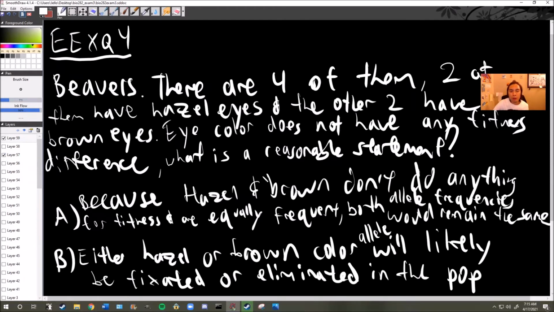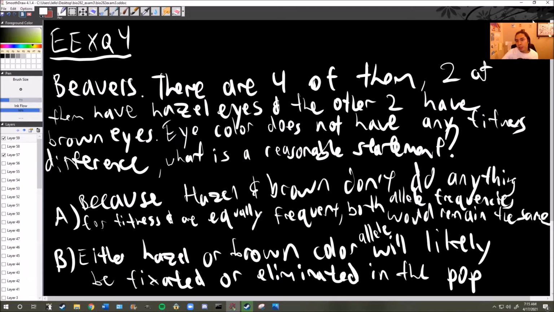Evolution example question 4. There are beavers. There are 4 of them. 2 of them have hazel eyes, and the other 2 have brown eyes. Eye color does not have any fitness difference. What is a reasonable statement? A. Because hazel and brown don't do anything for fitness and are equally frequent, both allele frequencies will remain the same. Or B. Either the hazel or brown allele will likely be fixated or eliminated in the population.